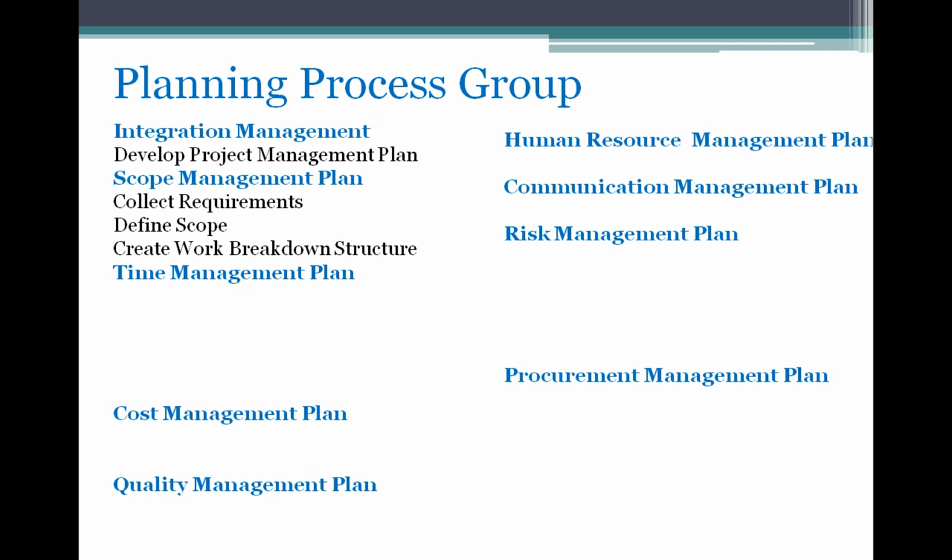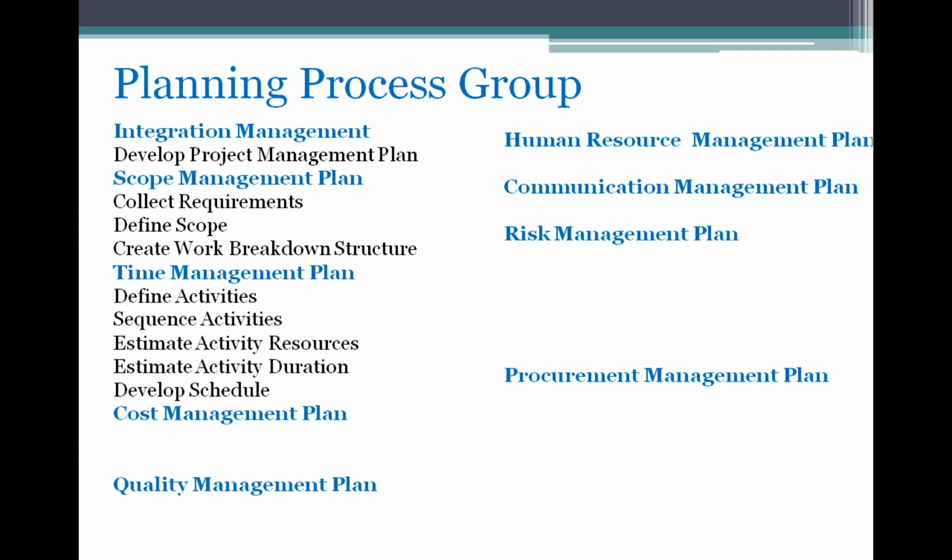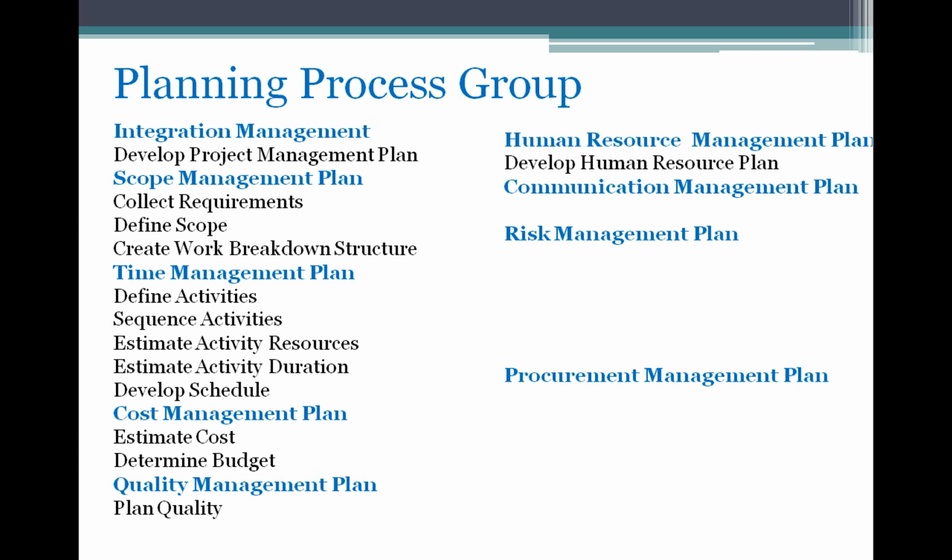As part of the time management plan, he updates the define activities process, sequence activities process, estimate activity resources, estimate activity duration, and develop schedule. In the cost management plan he updates the estimate cost and determine budget processes. In the quality management plan he updates plan quality, in the human resource management plan the develop human resource plan process, and in the communication management plan the plan communication process.